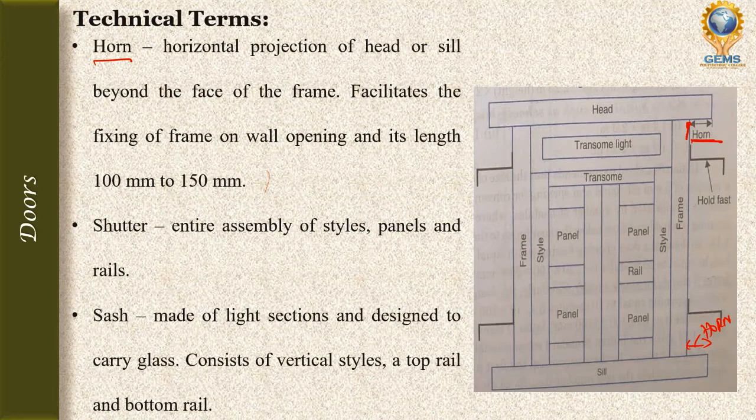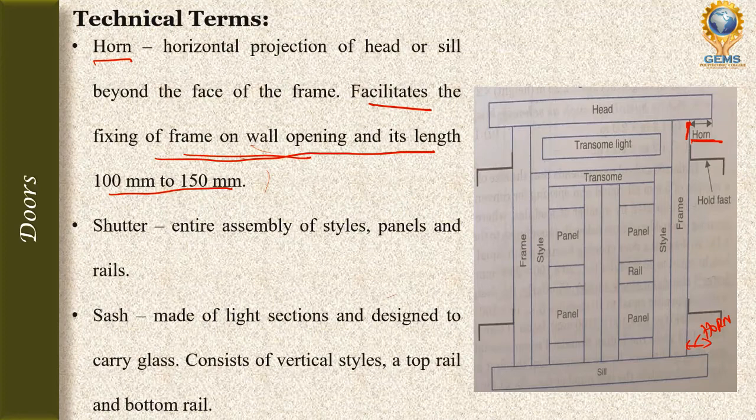Why we need the horn means it facilitates the fixing of frame on wall opening, and its length is 100 mm to 150 mm we will give. So horn is a horizontal projection and it facilitates the fixing of frame on the wall opening. The distance is 100 to 150 mm.